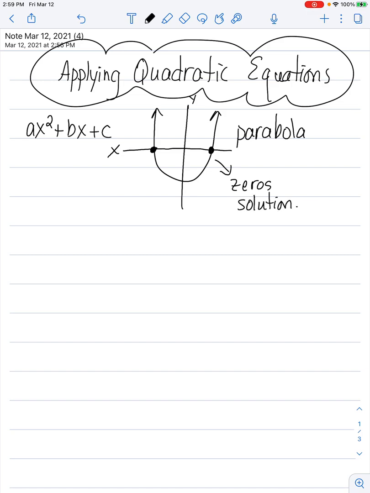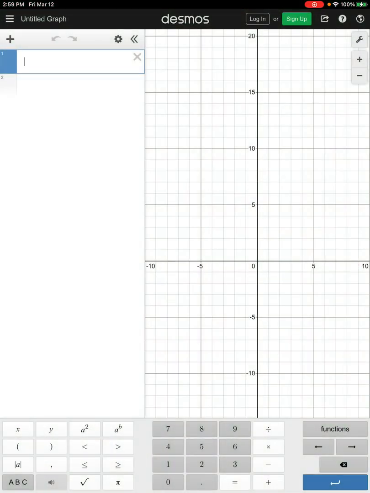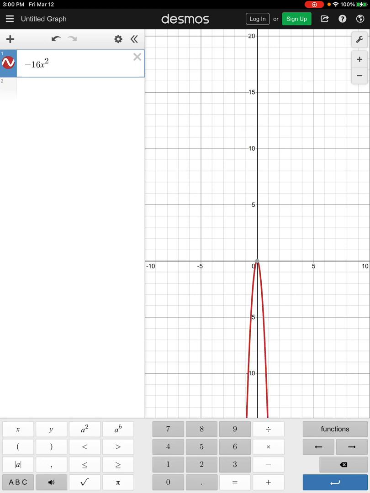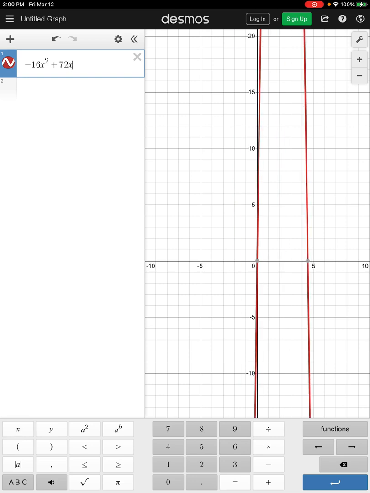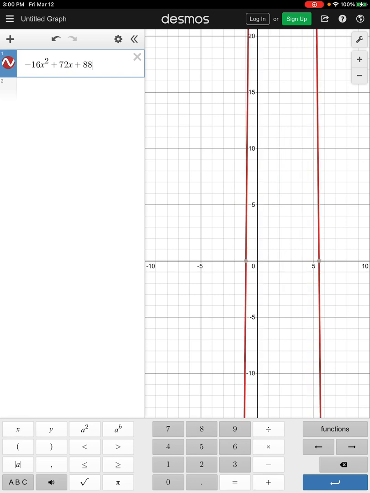So I want to show you how to do this on a calculator. Let's take a look at the first example. We have negative 16x squared plus 72x plus 88. Remember, we want to set this equal to 0. That's the first thing I'm going to do, except now I'm going to go over to Desmos and type that in: negative 16x squared plus 72x plus 88 equals 0.